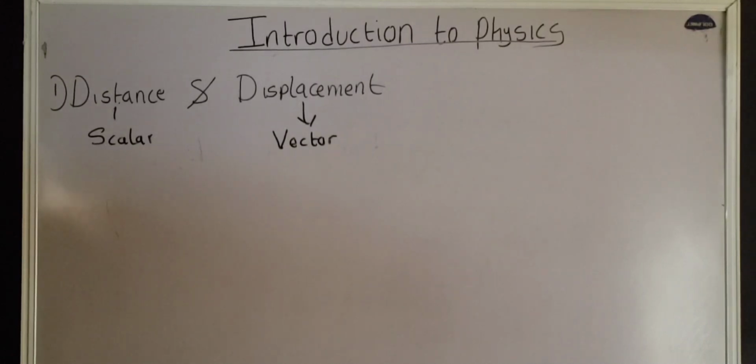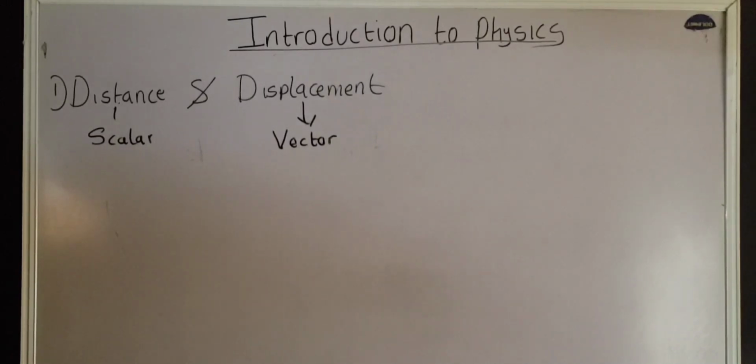Now I want you to try this. Determine whether this is a distance or displacement. A motorist traveled 50 kilometers to the east. Is that displacement or distance? Yeah, that is displacement, because we are given the direction to which the motorist traveled. Are you getting it?